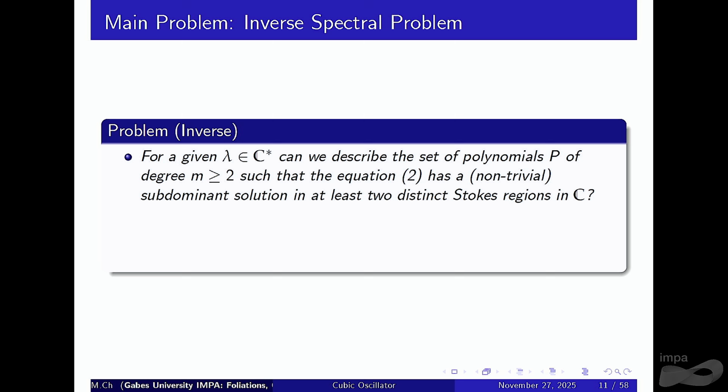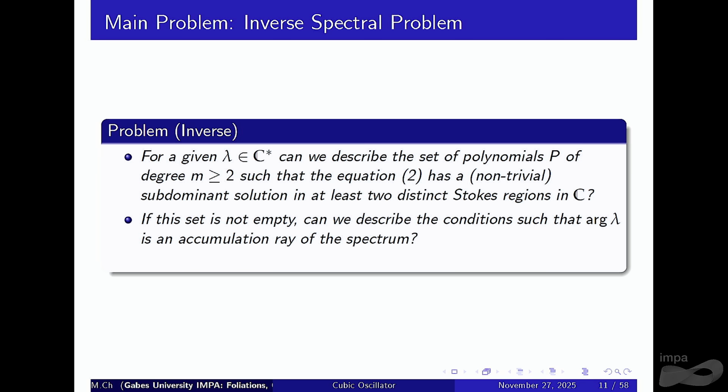So, for a given lambda, can we describe the set of polynomials p of degree greater than or equal to 2 such that the equation has a non-trivial subdominant solution in at least 2 distinct Stokes regions? As I said, we will define what we mean by Stokes region. If this set is not empty, can we describe the condition such that the argument of lambda is an accumulation ray of the spectrum? And what about the zeros of the solution?